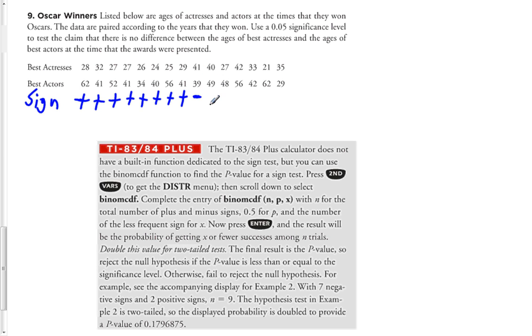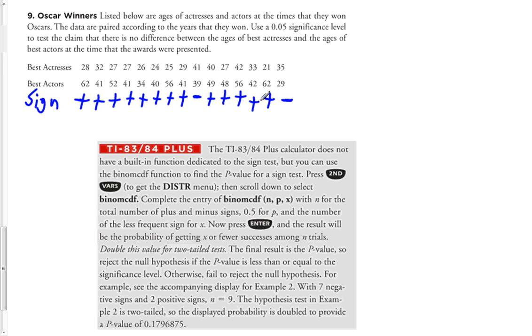49 minus 40 will be positive. 48 minus 27 is positive. 56 minus 42 is positive. 42 minus 33 is positive. 62 minus 21 is positive. And 29 minus 35, that one is negative.